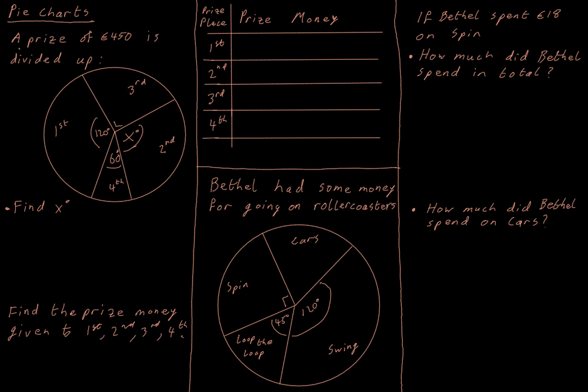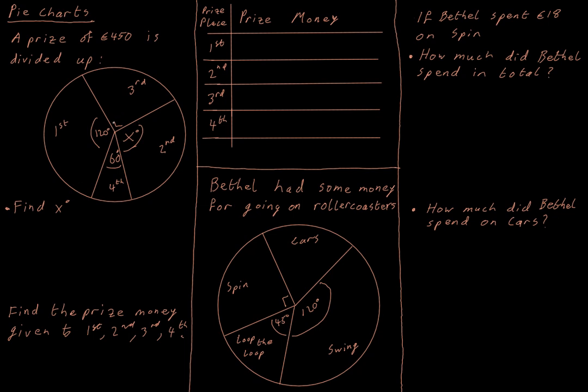So if we have a prize of €450 that is divided up as it is in this pie chart, first prize gets this fraction, second prize gets this fraction, third prize gets this fraction, and fourth prize gets this fraction. So first things first, what we want to do is find our missing number of degrees here. We want to find x degrees.